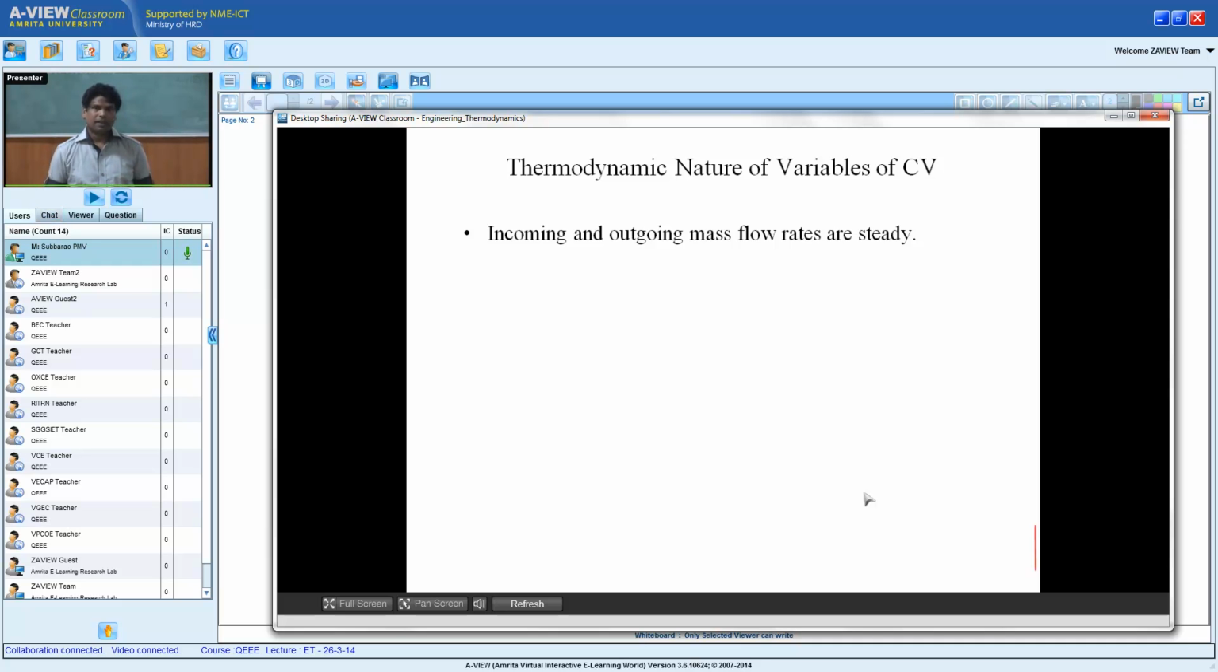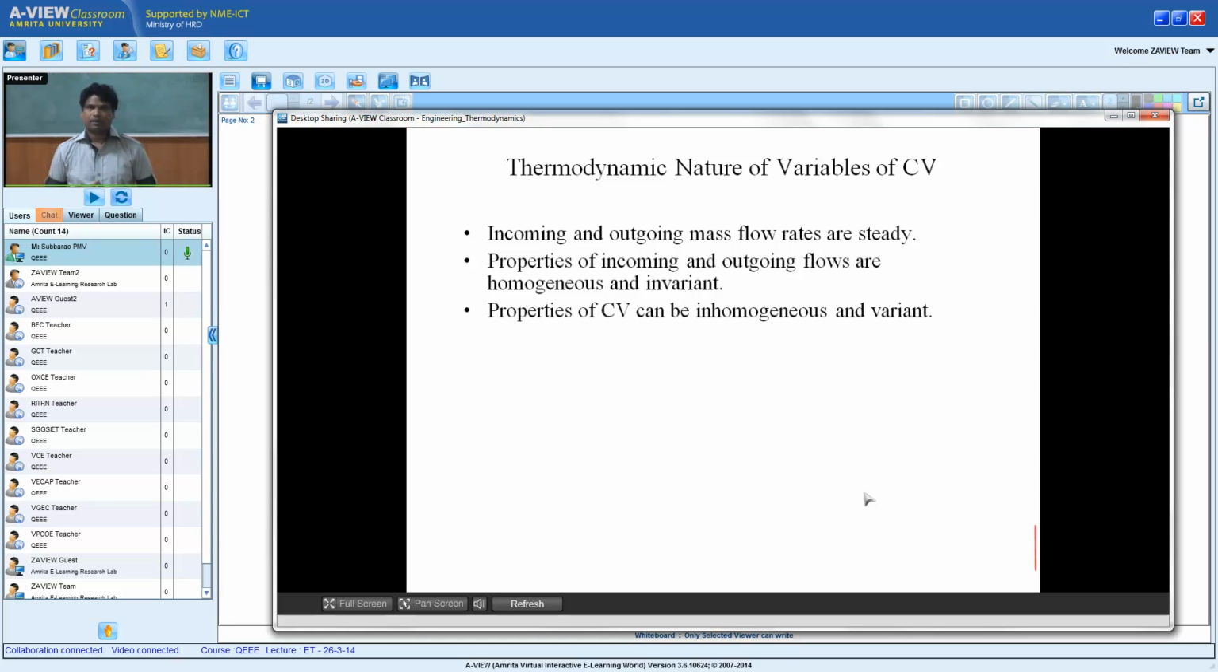But within thermodynamics, whenever there is a control volume and a moving fluid, we always solve assuming the mass flow rate moving in or moving out doesn't vary with time. Steady means not varying with time, which is very important. And the properties of incoming and outgoing fluids are always constant. They will not vary with time or with space. If you want to take this into consideration, you need to go for a higher level of thermodynamics.